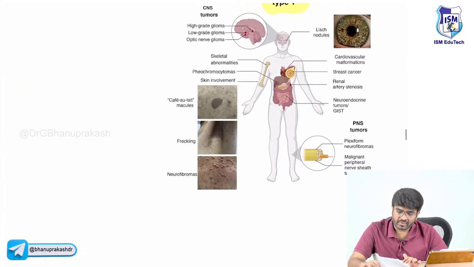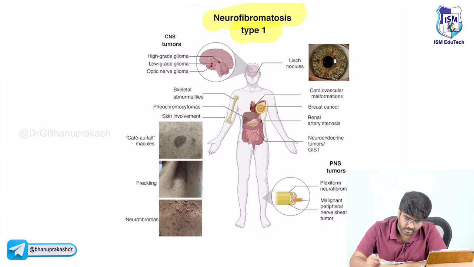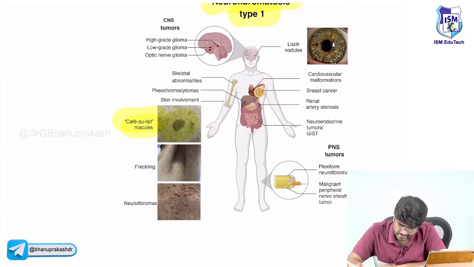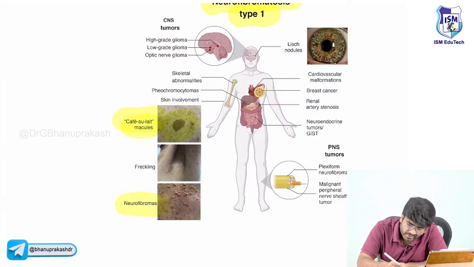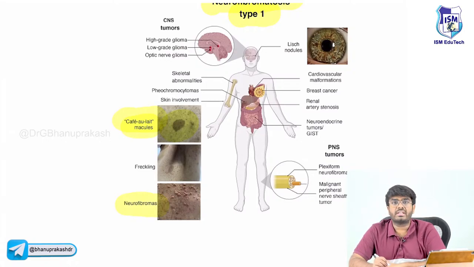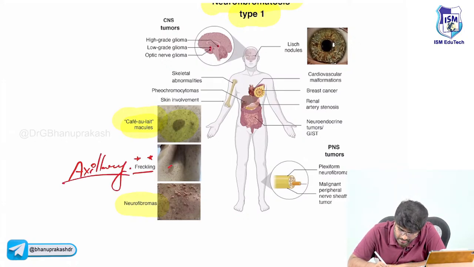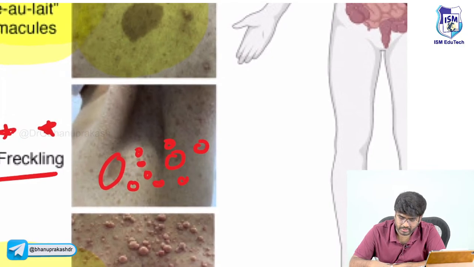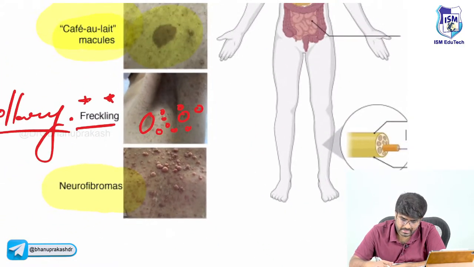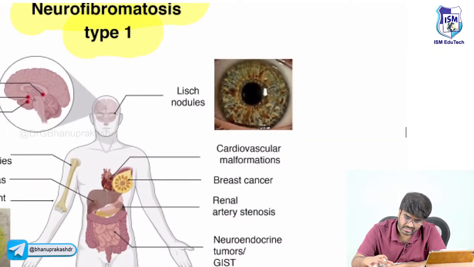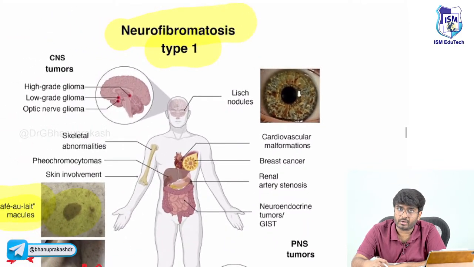Now, apart from that, is there any other thing you need to keep in mind? Yes. The patients are going to have café au lait spots and skin neurofibromas. And not only that, this is a dermatology question, there will be axillary freckling. Small axillary freckling will be seen. So these are the neurofibromas and these are the café au lait spots. The patient is also going to have Lisch nodules, which are the pigmented hamartomas in the iris.